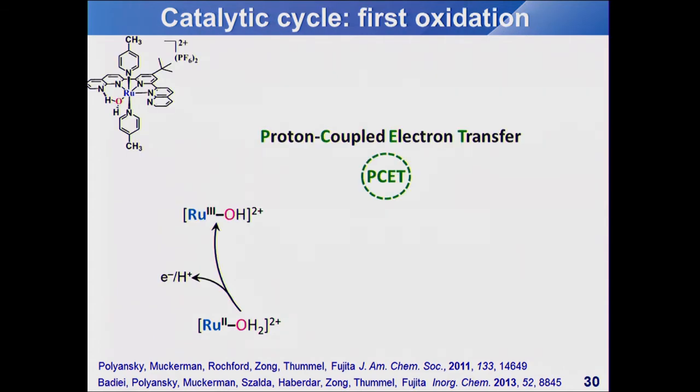So in the first step, we remove one electron from this molecule. But as we remove the electron, what also happens is the proton comes off, and that's the proton-coupled electron transfer I mentioned before. But why is it important? If you look at the charge on the metal center, you see it change. Now it became 3 plus from 2 plus. But look at the overall charge.